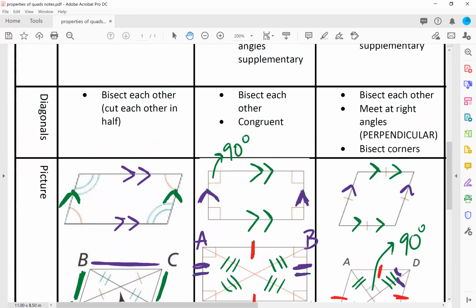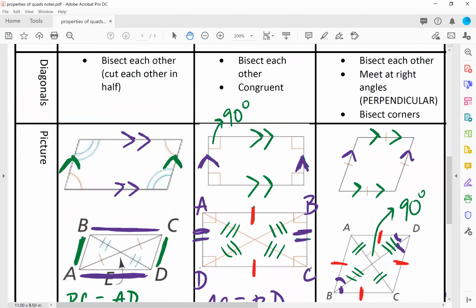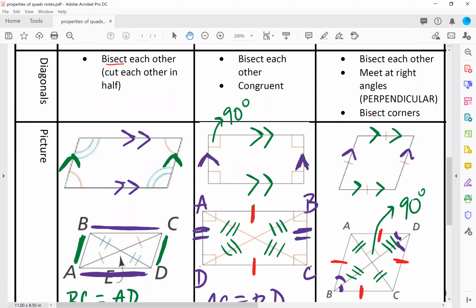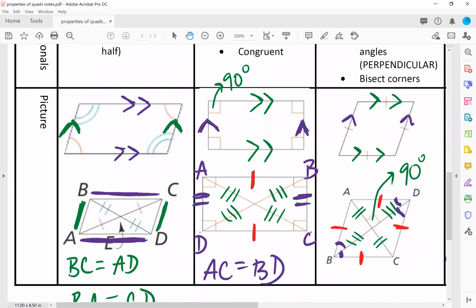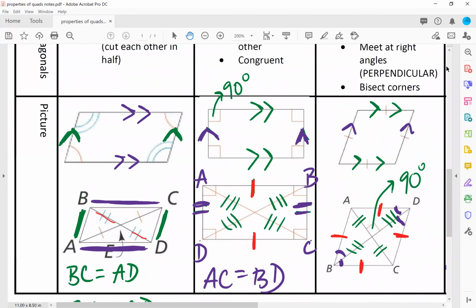Okay, next thing is about the diagonals. Your diagonals bisect each other. That means they cut each other in half. So your diagonal is a line that goes from corner to corner, like from one corner to its opposite over there. And you can see here the two pieces, they're marked equal. So BD is cut in half and AC is cut in half. So that's what they mean by bisected.